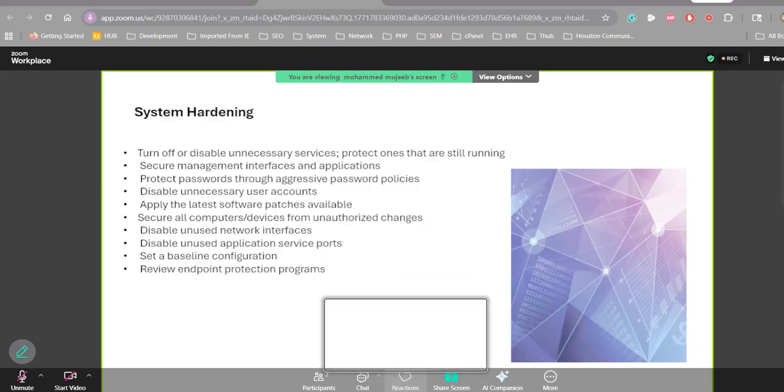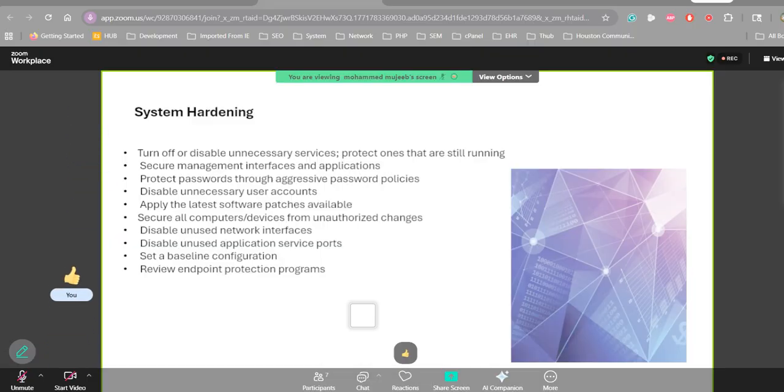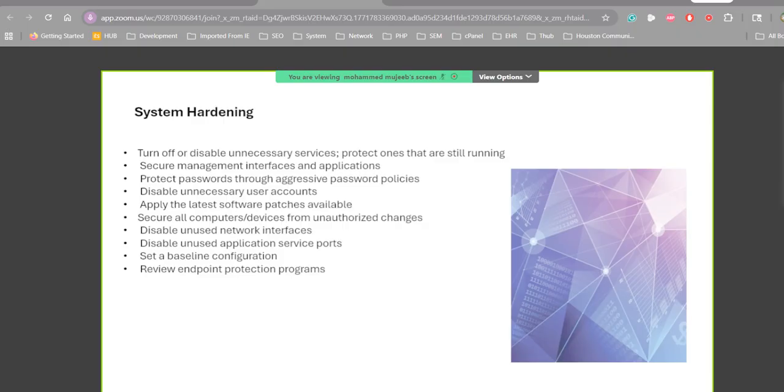Okay, we talked about system hardening, right? These are the things where you harden your system: turn off and disable unnecessary services. Secure management interfaces and applications, protect passwords through aggressive password policies, disable unnecessary user accounts on your systems, secure all computer devices against unauthorized changes, disable unused network interfaces, and disable unused application and server ports. I know earlier the company laptops used to have a floppy drive and this and that, right? Now they have removed all of those things.